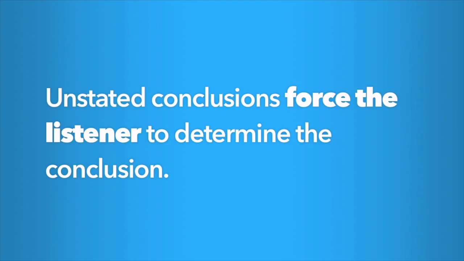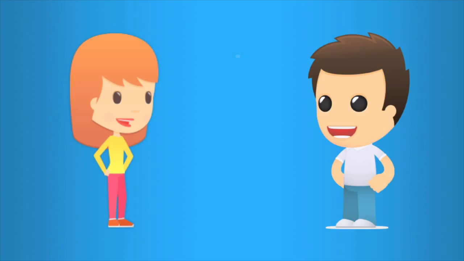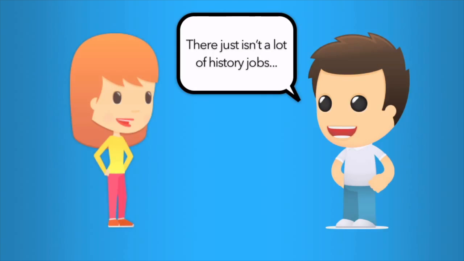Arguments with unstated conclusions force the listener or reader to figure out what the conclusion was. Imagine you and a friend are discussing going to college. You go back and forth talking about what experience you'd have, how much it would cost, and what you want to major in. Eventually, your friend says, "The whole point of going to college is to get a job, and there aren't any jobs in history or literature or stuff like that." So what's his conclusion? It seems like he's implying that you shouldn't major in one of those areas because you wouldn't be able to get a job. But that conclusion is only implied. He hasn't actually stated it, and thus he hasn't completed his argument.